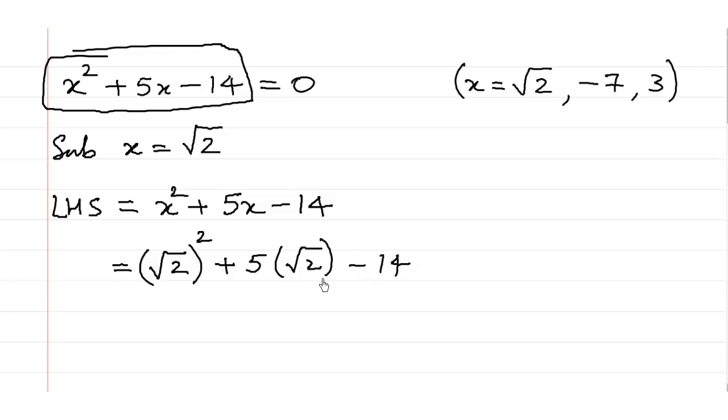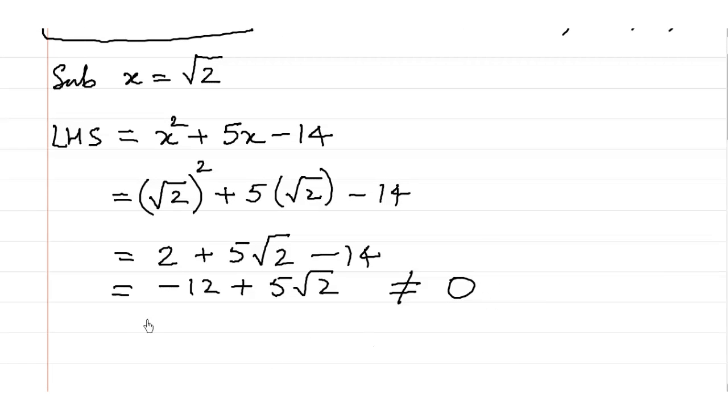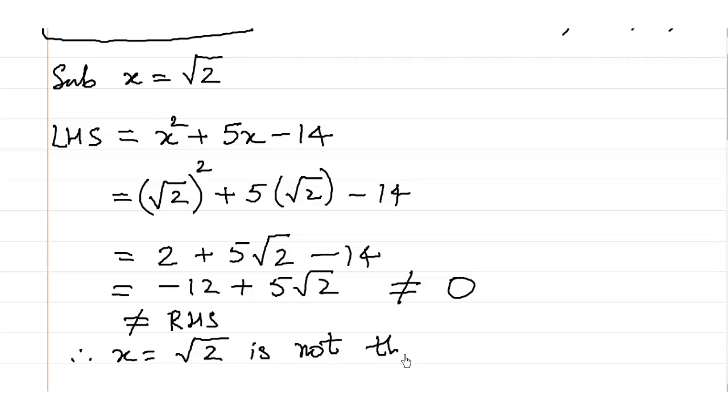Remember, 5 and then a bracket means multiplication. So square root of 2, the whole square is back to 2, plus 5 root 2 minus 14. So you can see that 2 minus 14 is minus 12 plus 5 square root of 2, and we know this is never going to be equal to 0. So this is not equal to the right hand side. Therefore, x is equal to square root of 2 is not the root.